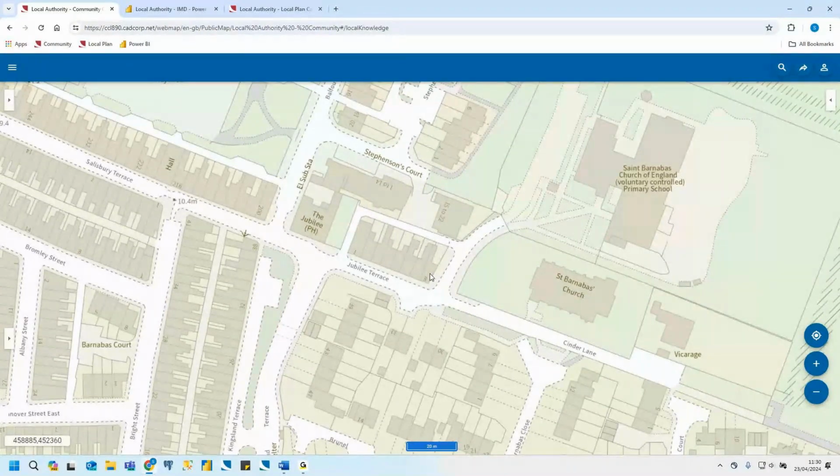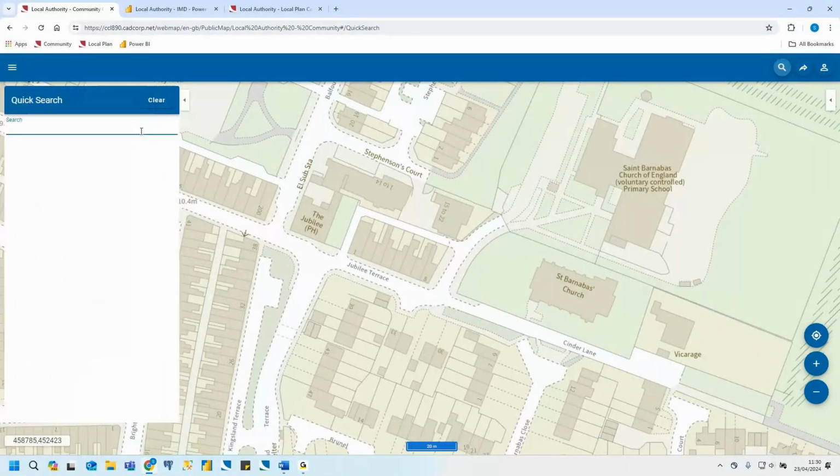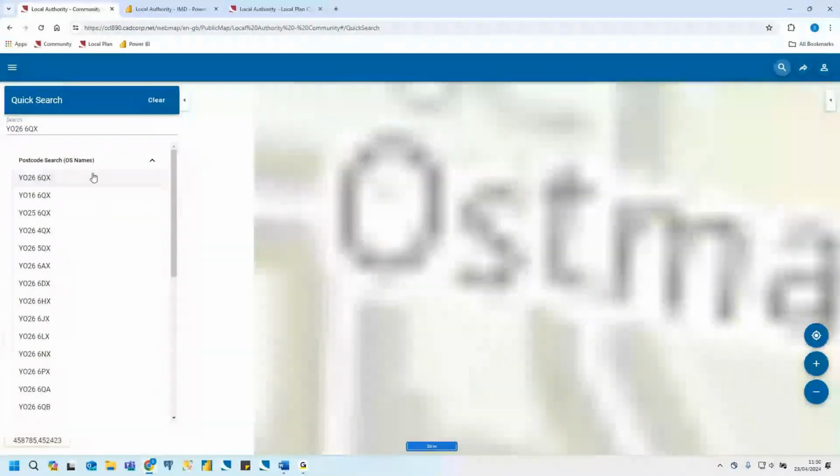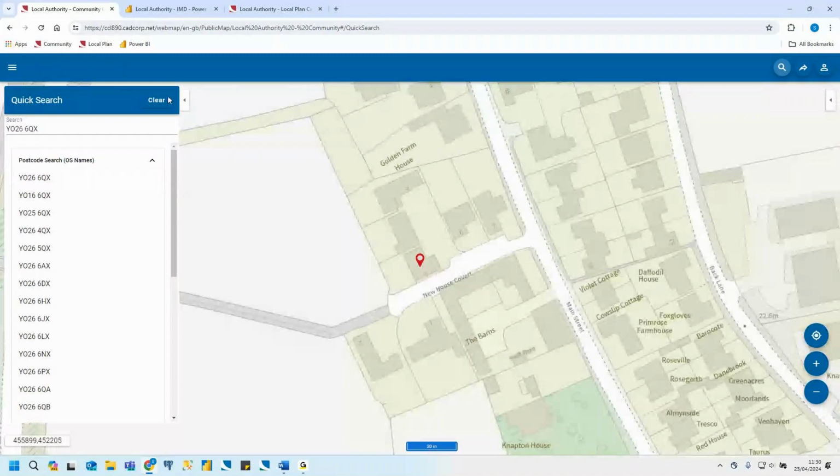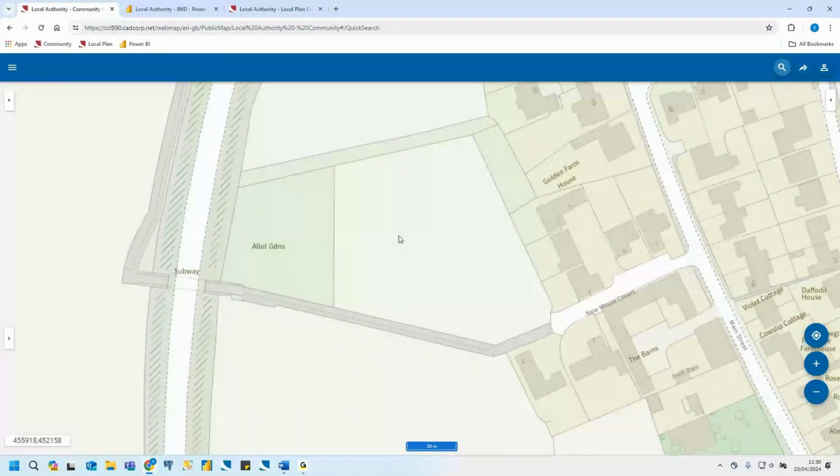So let me show you an example of how a call for site submission will work with web mapping. For this workflow, we're going to draw the site on the map. So I need to navigate to the site I want to submit. I'm going to use the search again at the top to find that location. So again, I'm going to do a postcode search. And then we'll navigate to that location. And it's this site here that I want to submit. So let's start the submission.